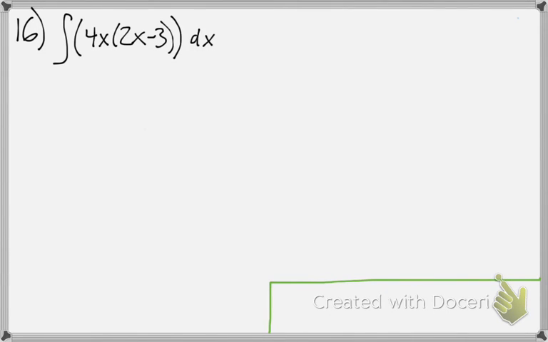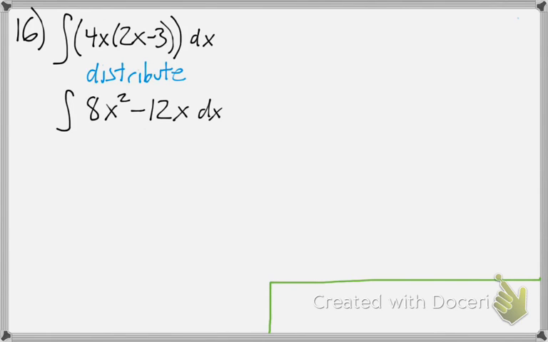Number 16, if this were derivatives, it kind of looks like the product rule, but this is integration, and there is no such thing as the product rule. So I'm actually going to do some work before we integrate, and that's going to be to distribute. So this will be the integral of, if you distribute it, 8x squared minus 12x dx.